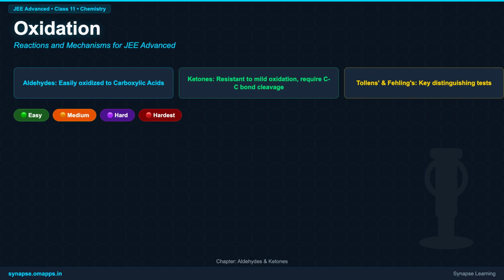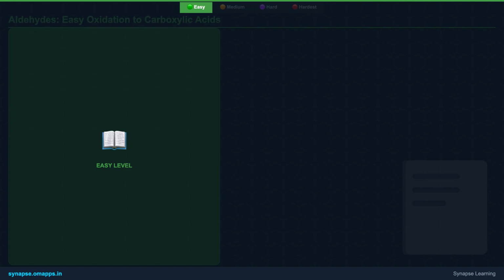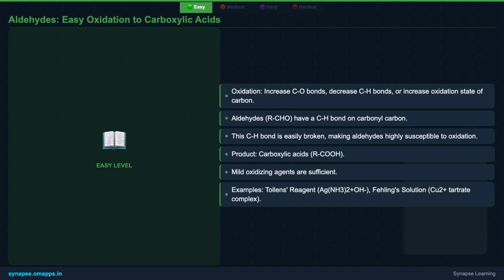Let's begin. Let's kick things off with the easy level. Here, we'll establish the foundational understanding of how aldehydes and ketones behave under oxidation. Oxidation in organic chemistry is a broad concept, but for aldehydes and ketones, it primarily means increasing the oxygen content or reducing hydrogen. Aldehydes, with their unique C-H bond on the carbonyl carbon, are incredibly susceptible to oxidation. Think of it like a weak link that's easy to break. This allows them to be readily converted into carboxylic acids even with mild oxidizing agents.